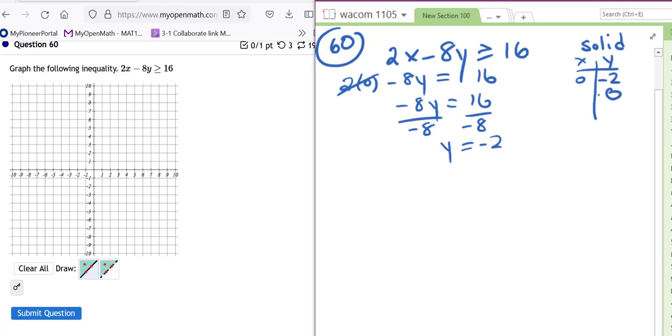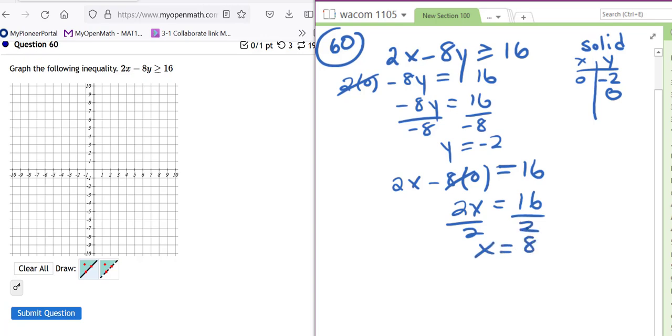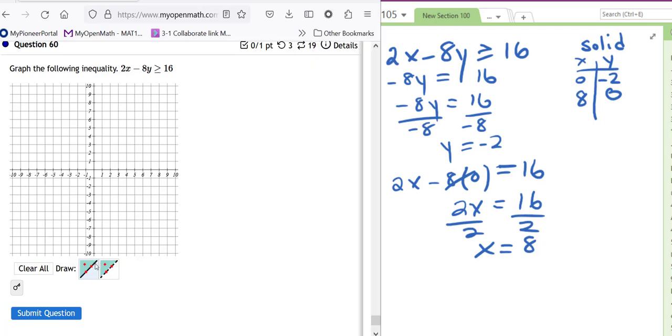Right, then I'm going to switch and put 0 in the other one. Right, this one's gone, so I have 2x equals 16. Divide by 2. So x equals 8. So those 2 points can draw my graph. I said I want the solid tool, and I want, so this was 8, 0, and 0, -2. Don't go over, go down 2.